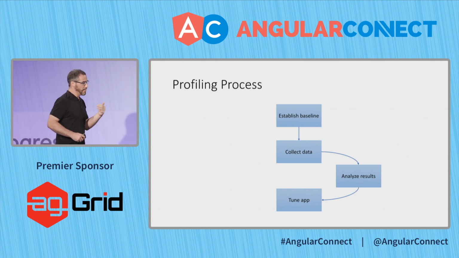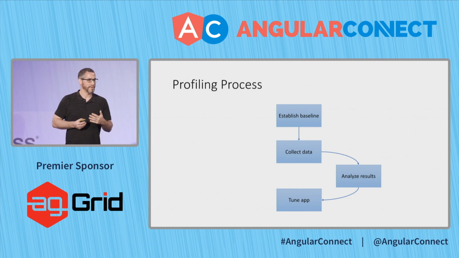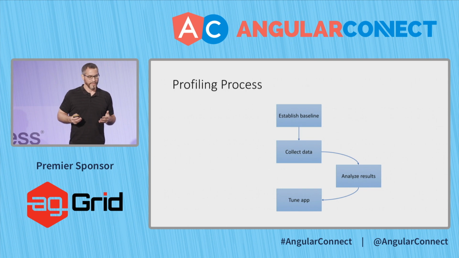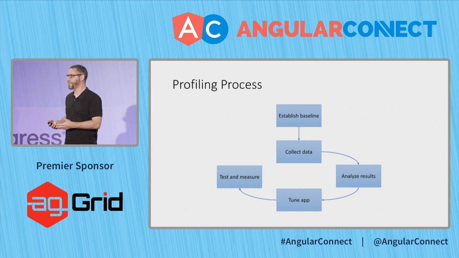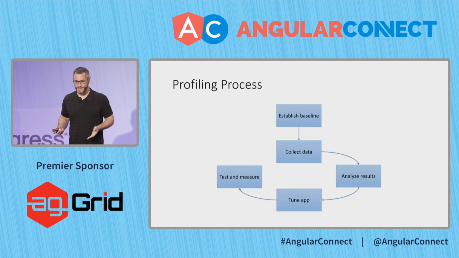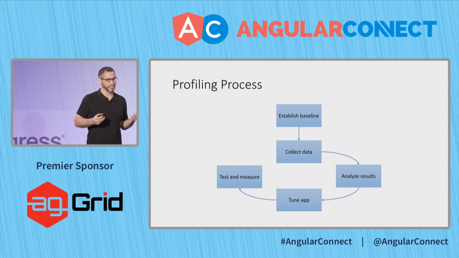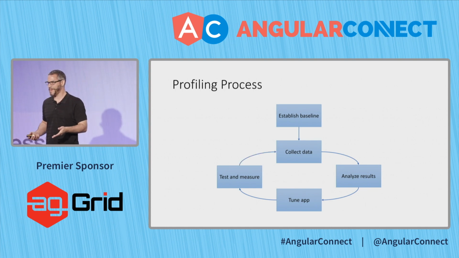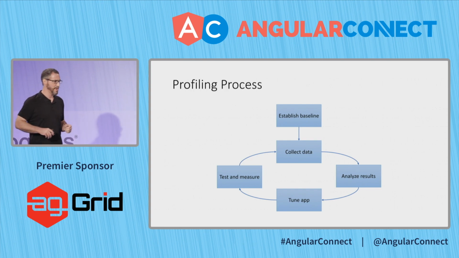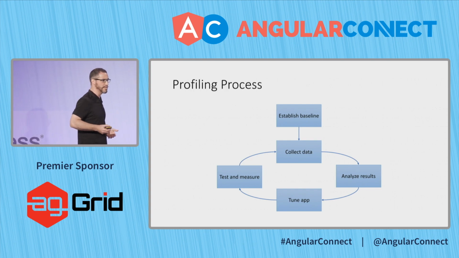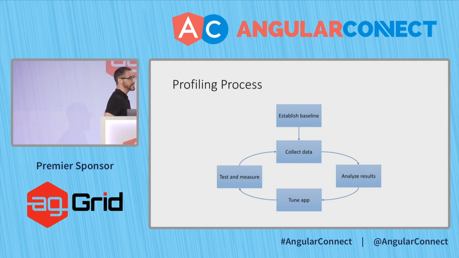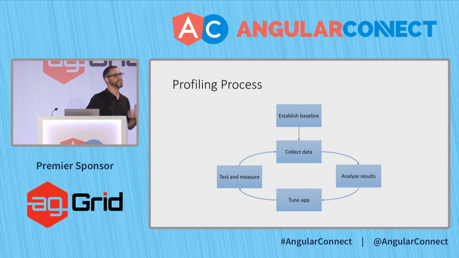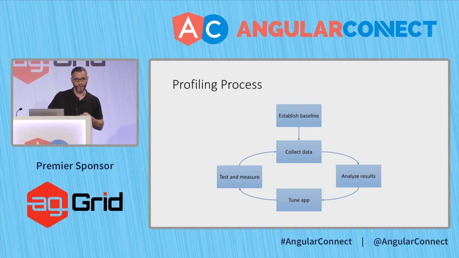Then you make the assumption and you tune up your code. And you test and measure the code again. If that works, cool. If it's not working, then you collect the data again, analyze the results, tune the app, and test and measure, and so on. This is the process, and I hope that you will start doing that process during development time and not on production.